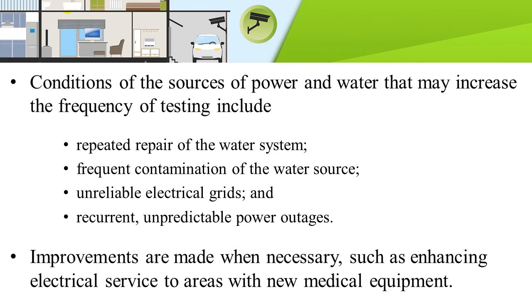Some conditions of the sources of power and water that may increase the frequency of testing include repeated repair of the water system, frequent contamination of the water source, unreliable electrical grids, and recurrent unpredictable power outages. Improvements are made when necessary, such as enhancing electrical services to areas with new medical equipment.